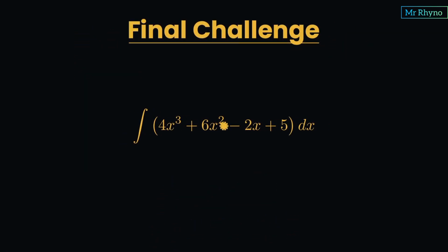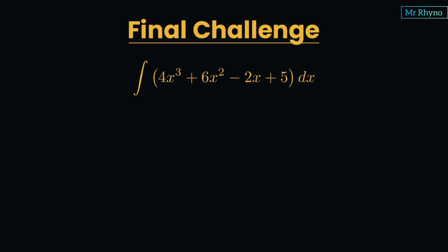One last question. Don't calculate it mechanically, think backwards. Evaluate the integral of 4x cubed plus 6x squared minus 2x plus 5 dx. What function would produce this when differentiated? Start. 4x cubed becomes x to the fourth, because the derivative of x to the fourth is 4x cubed. 6x squared becomes 2x cubed. Minus 2x becomes minus x squared. And 5 becomes 5x.